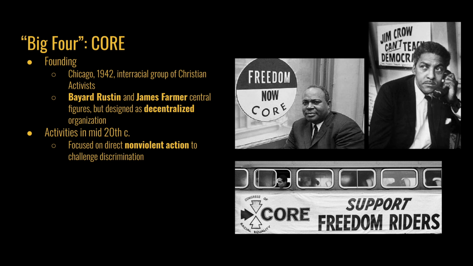CORE engaged in sit-ins at lunch counters and organized the Freedom Rides, cross-country trips on Greyhound buses from the north into the south. These rides were aimed at pressuring the federal government to enforce a Supreme Court decision in Morgan versus Virginia from 1946, which banned segregation in interstate travel. Freedom Riders faced severe violence, including bombings and beatings, but their efforts brought national attention to the civil rights movement.